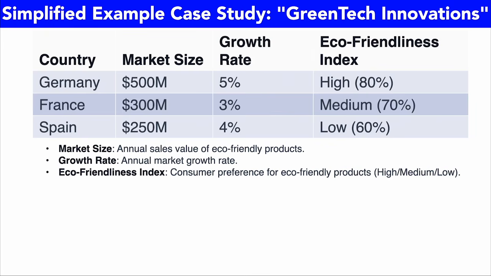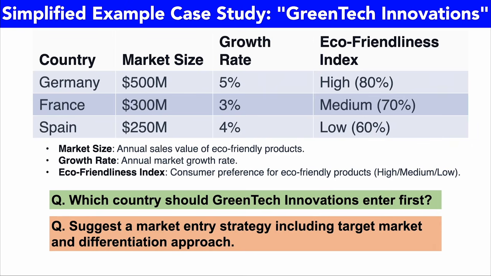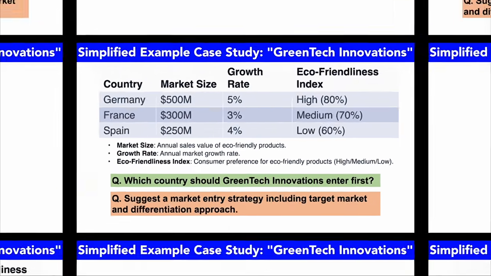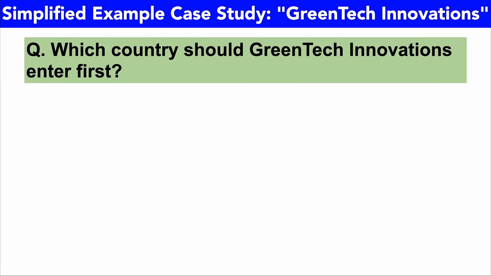So based on all of this information that we've just looked at, we can now move on and answer the case study questions. So what are those questions? Well, question 1 is this: which country should Green Tech Innovations enter first? And question number 2 is: suggest a market entry strategy including target market and differentiation approach. Let's start with the first question. Which country should Green Tech Innovations enter first?